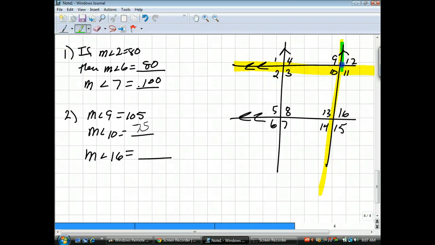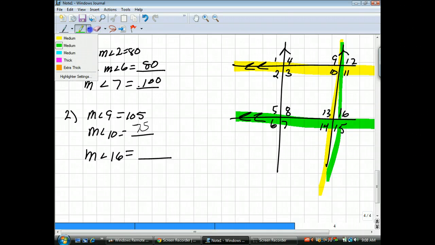Okay? Then angle 16 is formed by this line and this line. And so the vertical line here would be our transversal. The two horizontal lines are parallel to each other. So angle 10 and angle 16 are alternate interior angles. So two parallel lines cut by a transversal, then alternate interior angles must be congruent. So angle 16 must be 75 degrees.